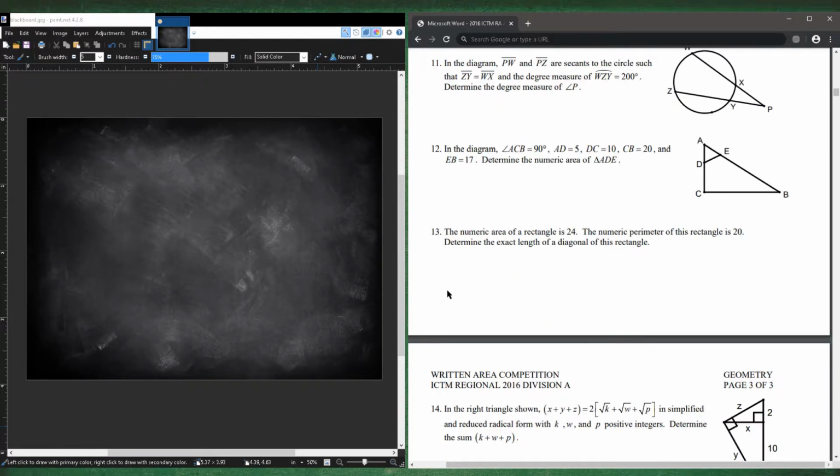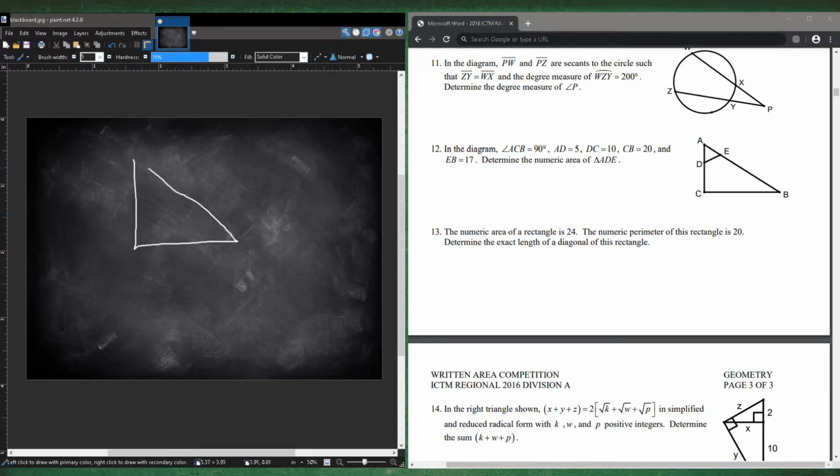Okay, number 12. In diagram ACB, AD is equal to... Okay, so let's draw this picture before I continue. We know ACB is a right angle. And they said that AD is 5, so this is 5. And they say DC is 10, so this length is 10. And BC is equal to 20. Okay. And EB is equal to 17, so this length is 17.